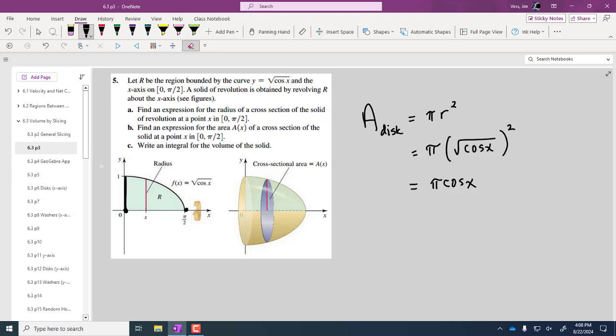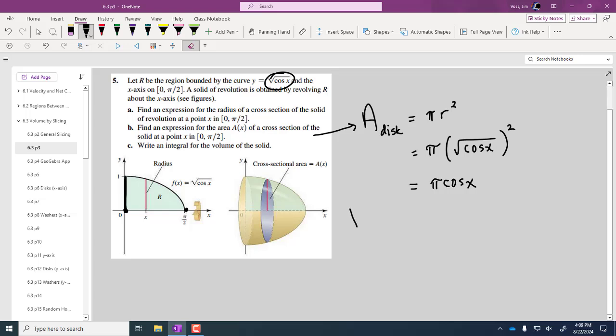So this is part A. Part A says find an expression for the radius of a cross-section. Find an expression for the radius. Why does that sound so weird? The radius, this is the radius right there. The radius is root cosine x. So this is the more important part here. So there's A. What's the area of the disk?